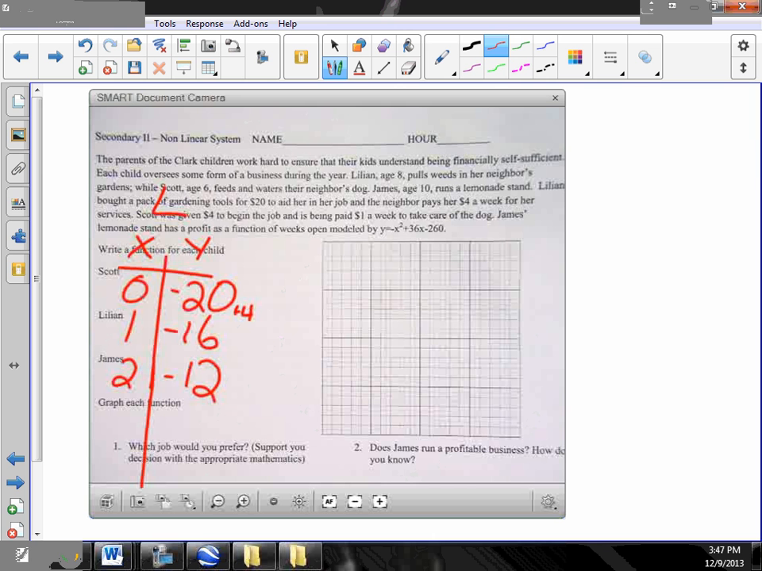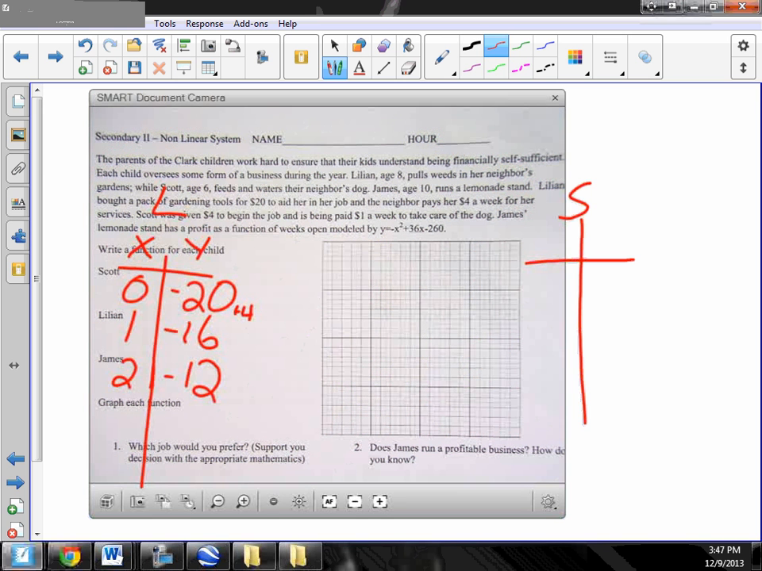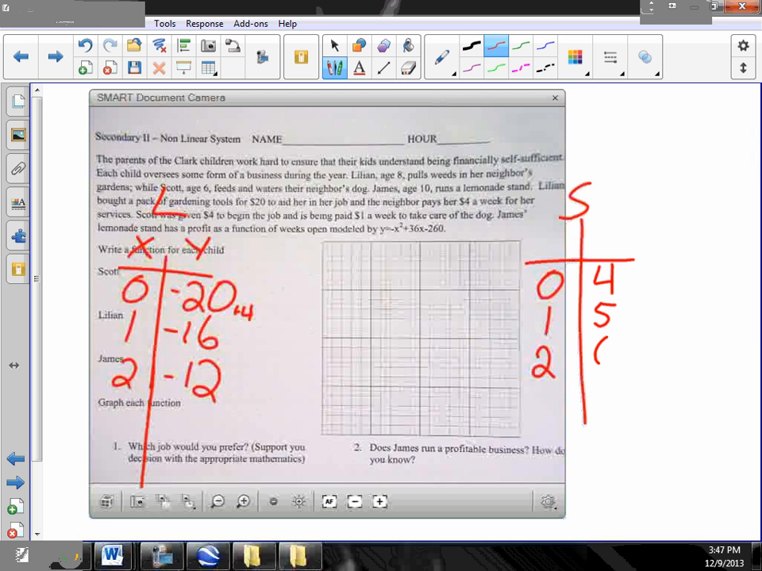For Scott's chart, Scott was given $4 to begin the job of, well, what was it? Watering the neighbor's dog. So at time 0, he's made $4, and then $1 after that. So 1, 5, 2, 6, 3, 7, and so on.